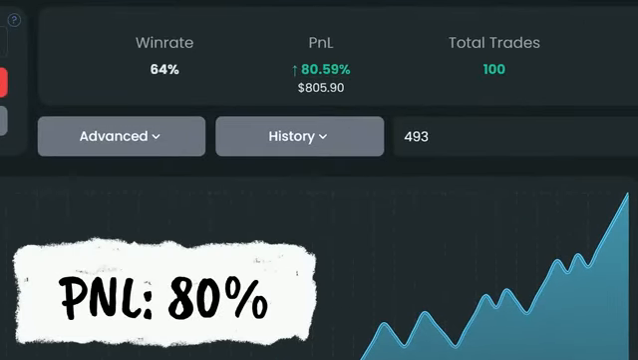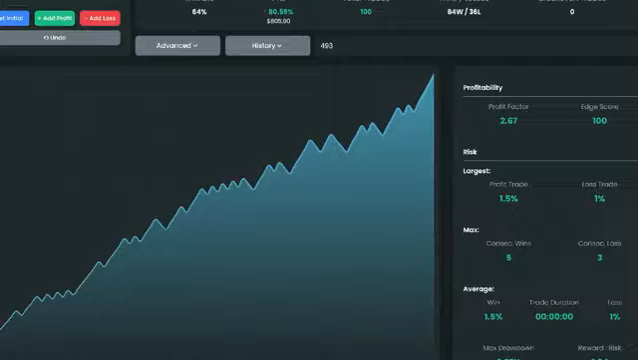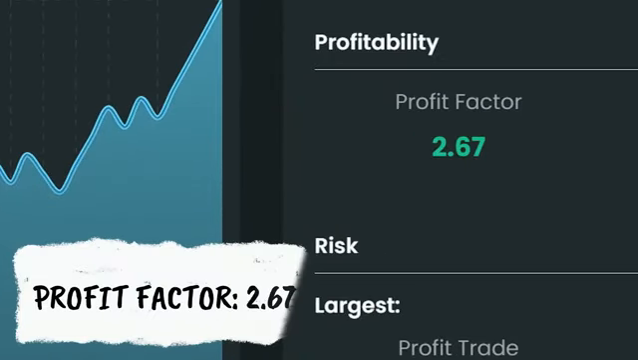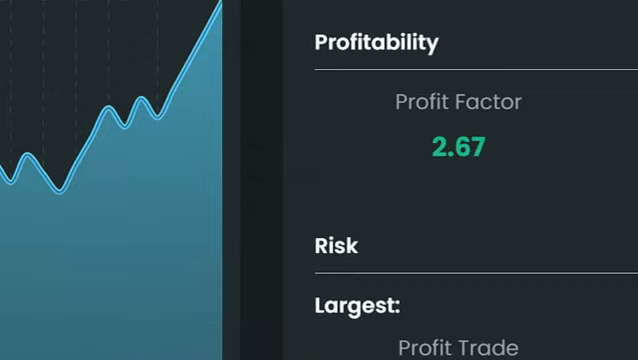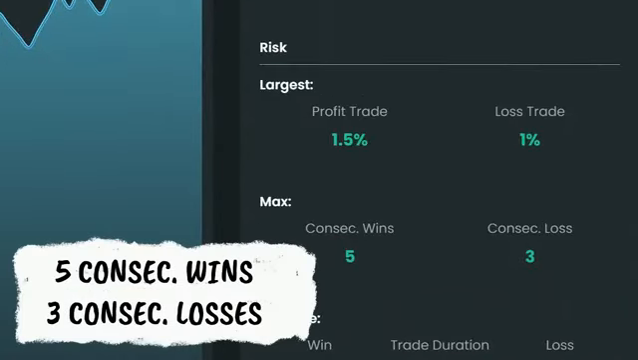Impressive, right? Now let's talk about the profit factor, which helps us compare our profits to our losses. In this case, we're looking at a robust 2.67 profit factor, showing that our strategy is doing an excellent job of keeping profits high and losses low. During backtesting, we saw a maximum of 5 consecutive wins and only 3 consecutive losses. That's a testament to the strategy's consistency and reliability.